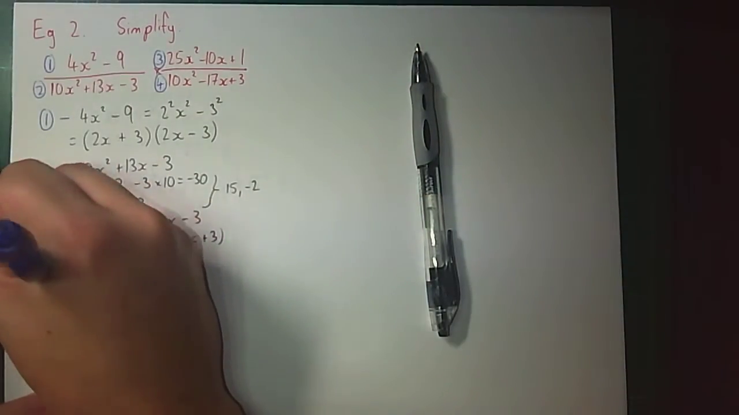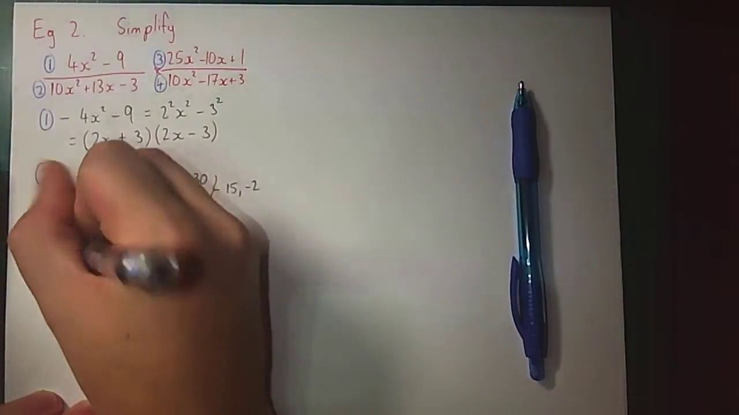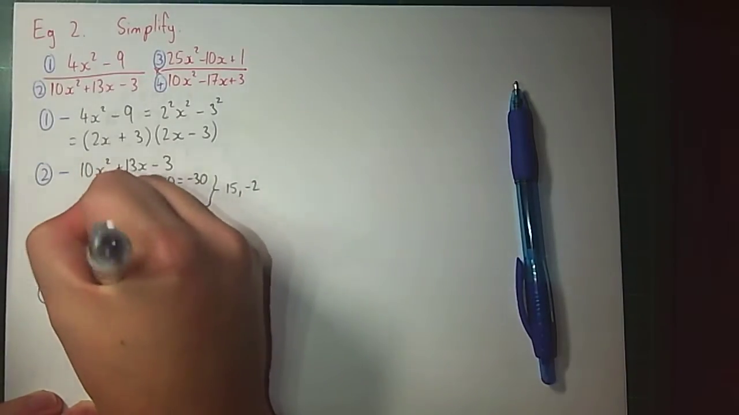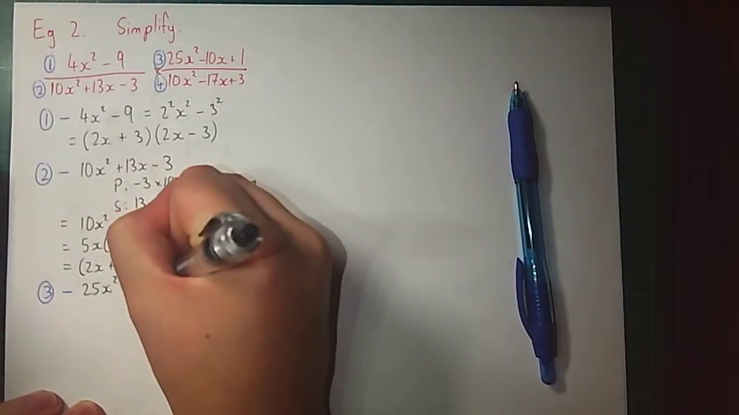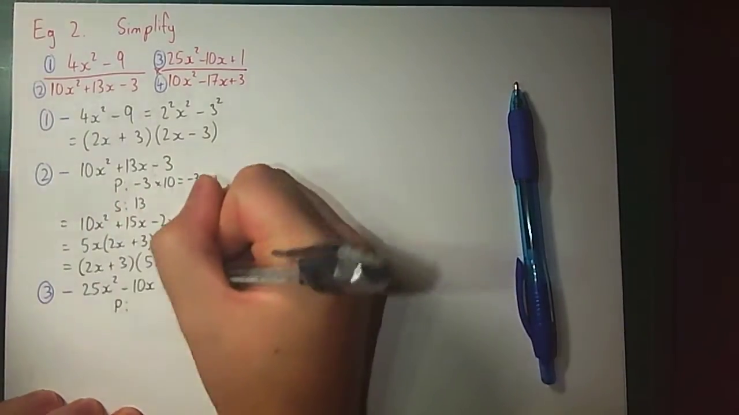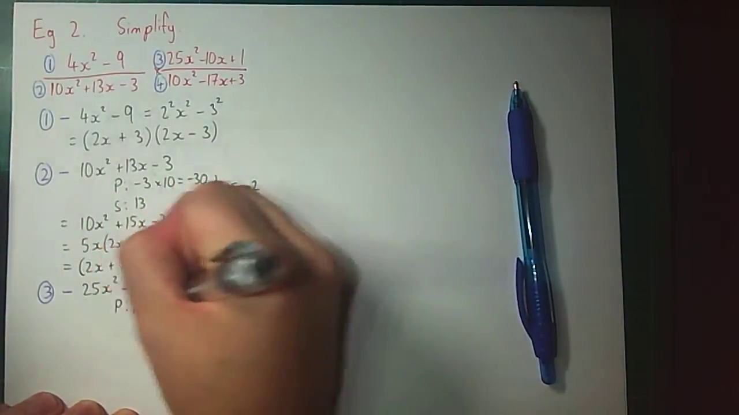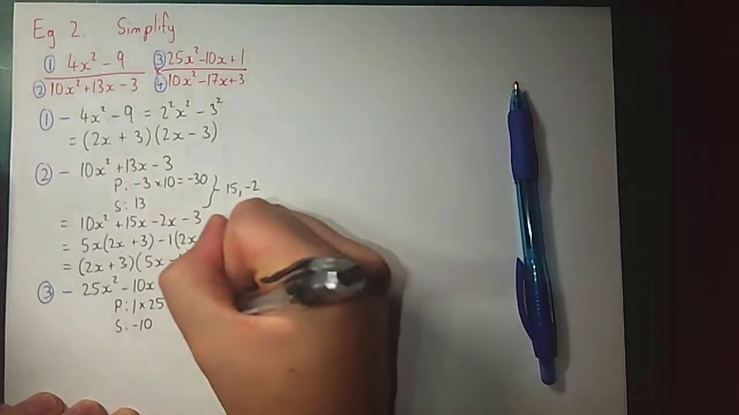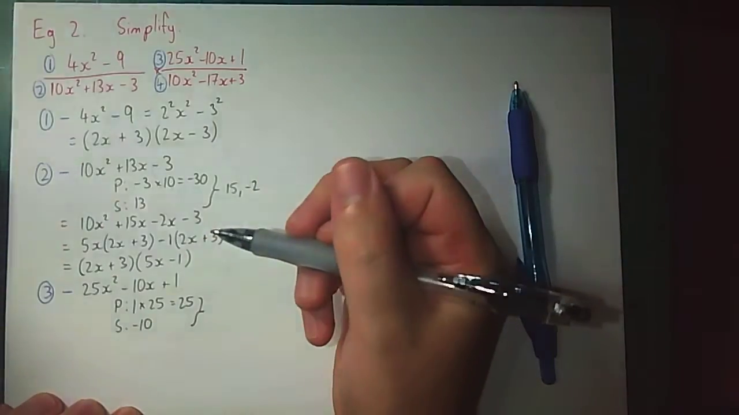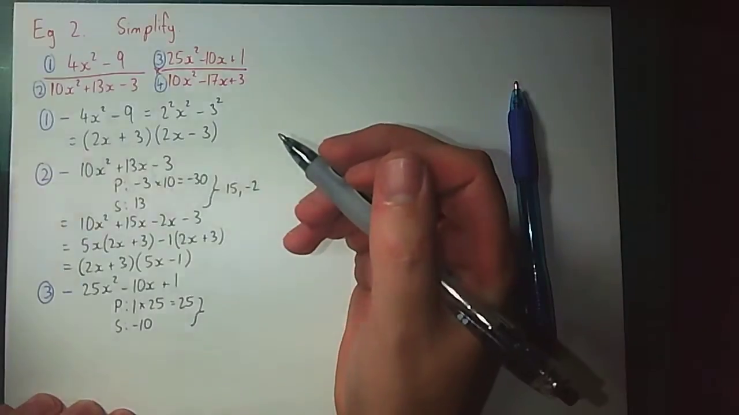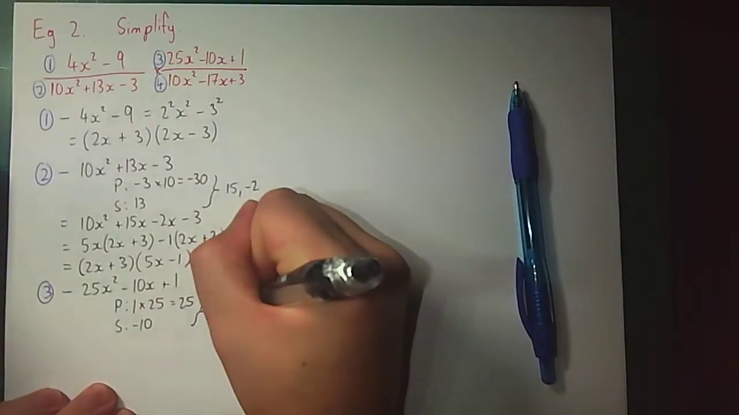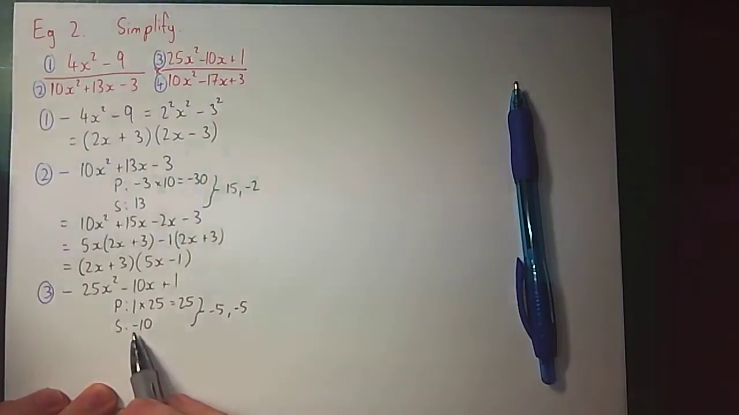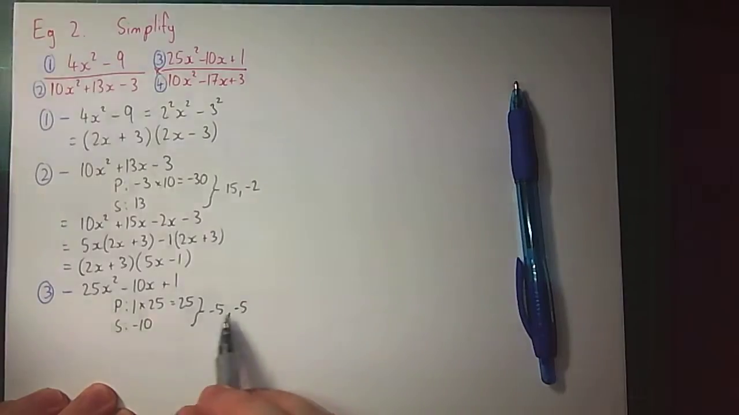Halfway there. So next up we've got 3. This is 25x squared minus 10x plus 1. So for the product, we've got 1 times 25, which is 25, and then the sum is going to equal negative 10. So what 2 numbers multiply to give 25, but add to give negative 10? And I think we're all happy in saying that's negative 5 and negative 5. Not too difficult there. Remember, if this is going to be negative and that's positive, most of the time you're going to have 2 negative numbers here.